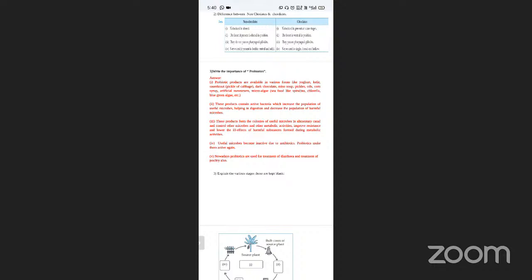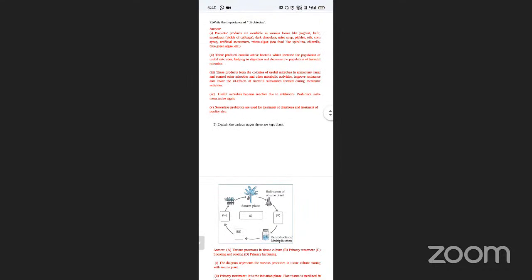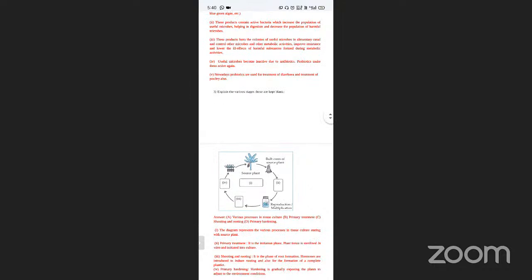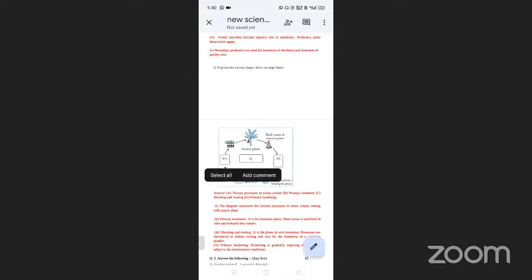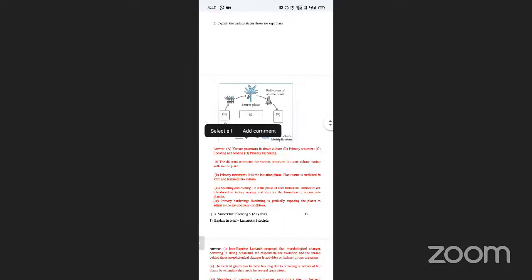So this question carries 4 questions and you can attempt any 3 out of them. The third question here is, explain the various stages that are kept blank. Here the stages are being kept blank and you are supposed to explain them. What are these stages?